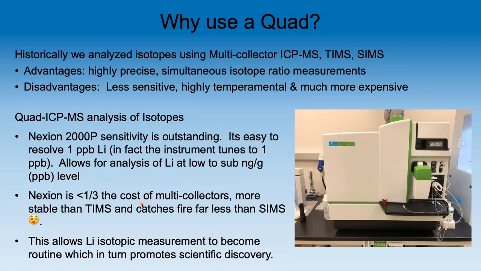The other thing that is great about the NexIONs is that they're one-third the cost of multi-collectors. If you think about a multi-collector, they'll range into the mid to upper hundreds of thousands of dollars. Last time I worked on a SIMS, it was about $2.5 million. So it's really hard to get grants for these guys. They're not readily available because of the cost. The quad ICPs, many labs can actually afford them. Many labs can have them.